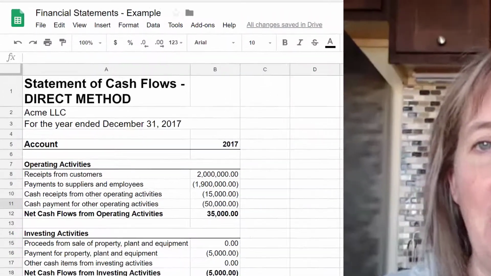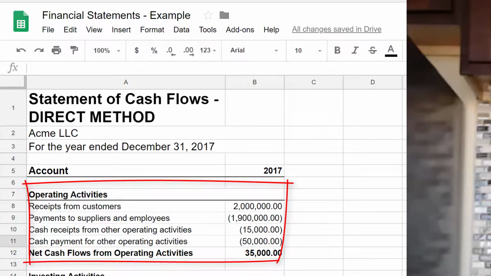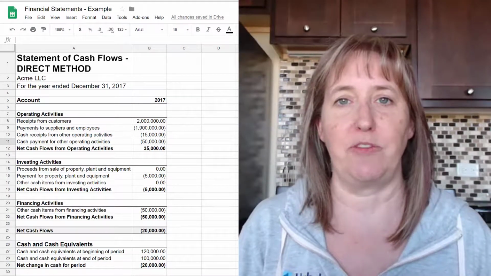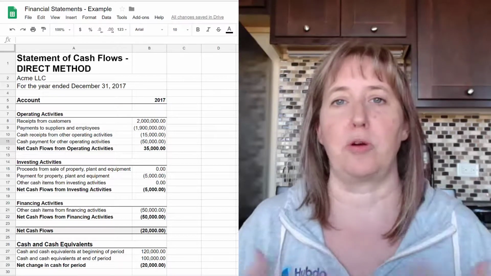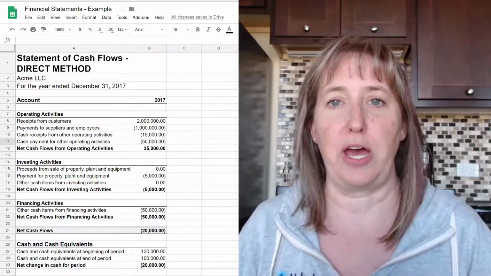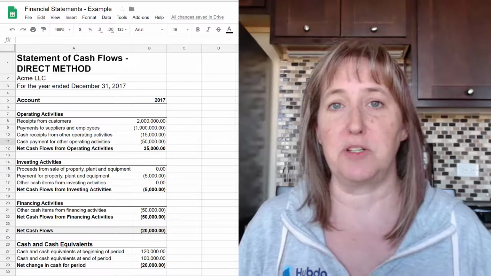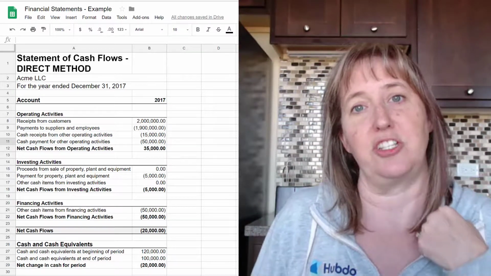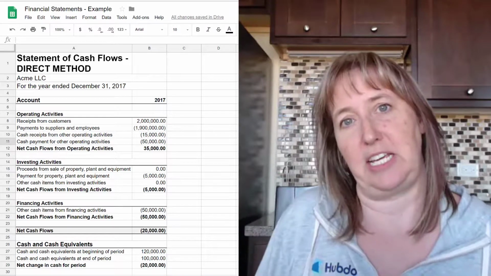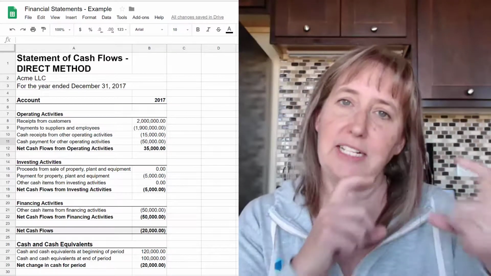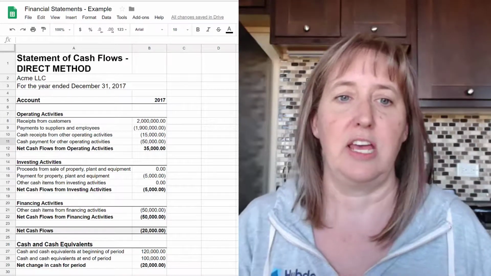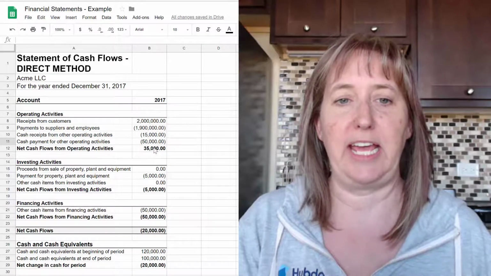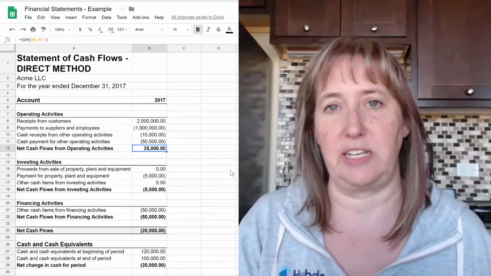The first section is operating activities. Operating activities is going to show you where all of your cash came from in your normal course of business. So you're selling products. When you receive money from your customers, that increases your cash. As you pay your suppliers, that decreases your cash. As you pay bills, that decreases your cash. So that's what's going on in the operating activities. When you have identified all of those transactions, you'll get a net cash flows from operating activities.